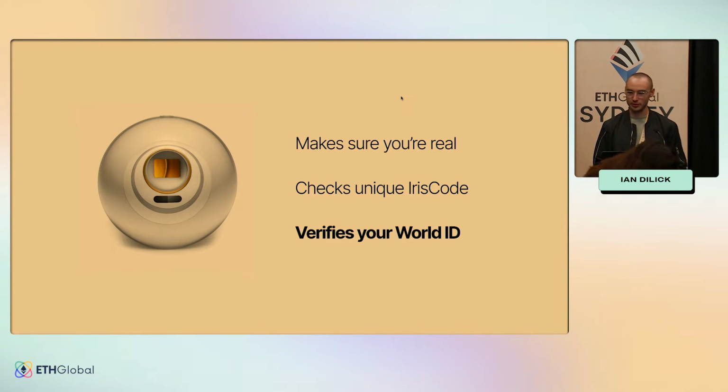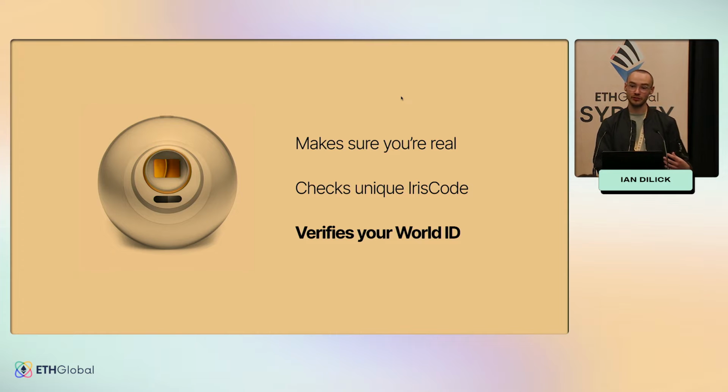And the orb's job is to make sure that you're a real human, not a cat, not a dog, not someone holding up a photo of a human, not a mannequin head. The orb takes a photo of each of your irises. On the device, it calculates an iris code, a digital representation of the pattern of your iris. And then we check that that iris code is unique against everyone else who's ever verified at the orb. And once we know that that's unique, we verify your World ID.